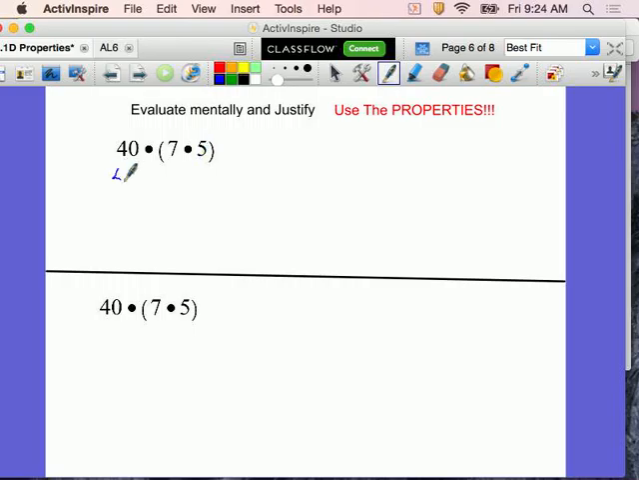So I'm going to just take 40 times, and I'm going to change it. I'm going to flip what's inside the group. That's me changing places. I did not change the group. The numbers in the group are the same, but the places are different. So I use the commutative property.